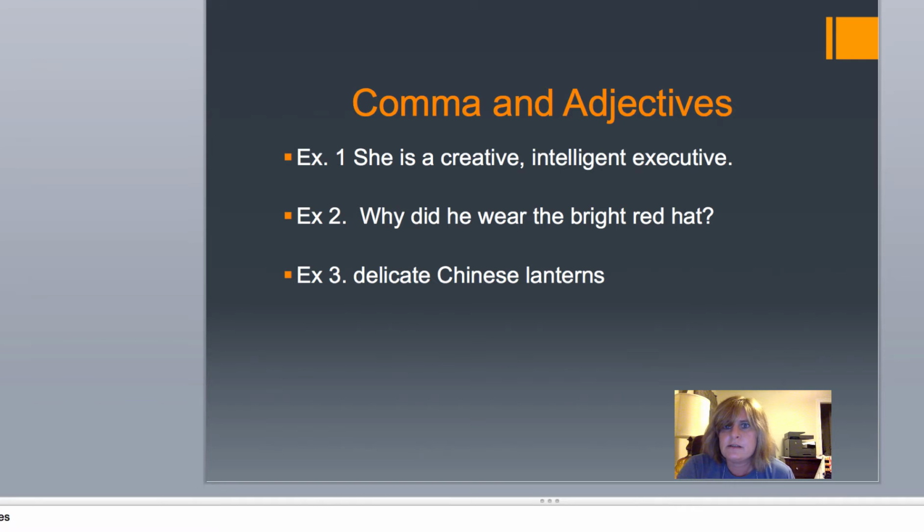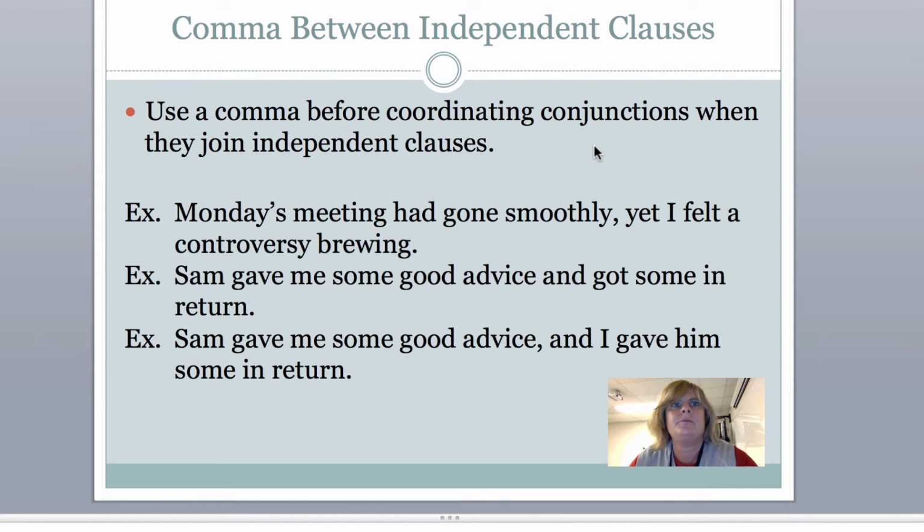All right. The next slide that we will be looking at is going to be about commas and conjunctions between independent clauses. Those are the sentences that you use commas in the most, because they join compound sentences. So let's go ahead and take a look at that. Okay, the next concept that we want to talk about is putting a comma between independent clauses. The rule says use a comma before coordinating conjunctions when they join independent clauses.